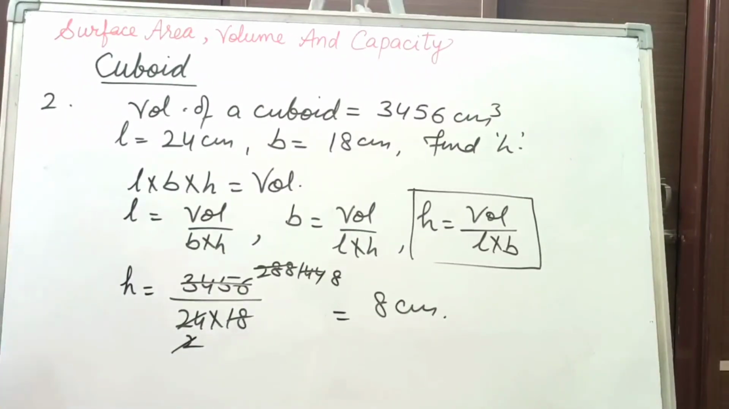So hope you understood this shape and how to find the volume and the total surface area of this cuboid. Thank you.